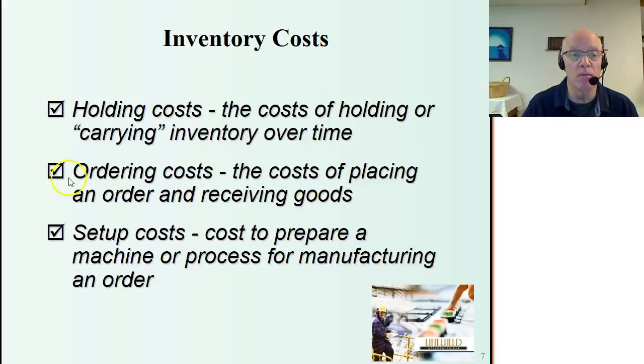Then I have my ordering cost. My ordering cost is every time I place an order, there's a finite cost associated with it. The salary of the buyer, the interaction with the vendor. The vendor might have a setup cost charge at their end. And at my end, then I have setup costs internally, the cost to prepare a machine to process an order.